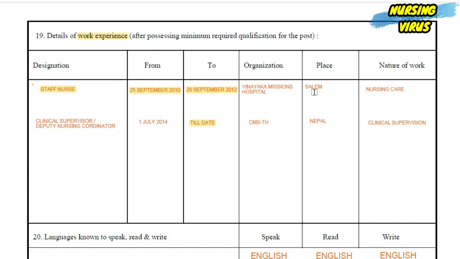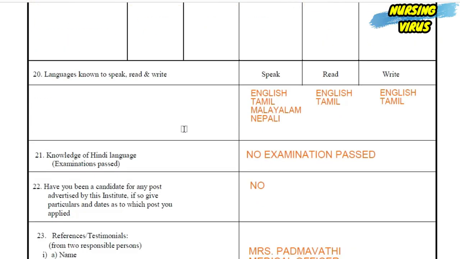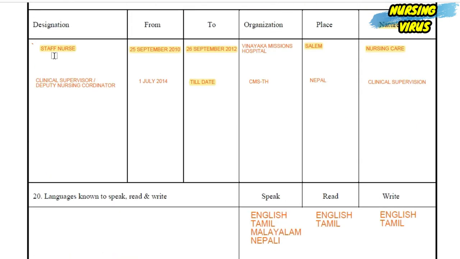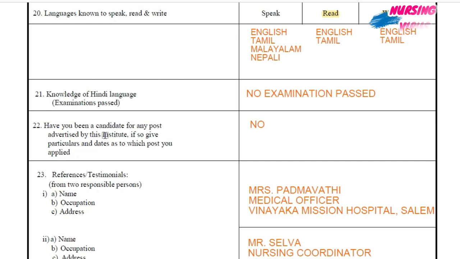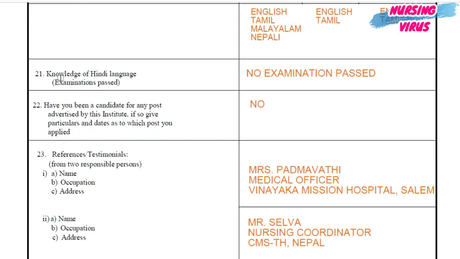And the organization name and the place you need to write, and the nature of the work. So what is your nature of work, providing nursing care or clinical supervision or supervisor, whatever it may be, you need to mention. And if you have worked in more than one institution or 2 institutions, everything you can fill up in this 19th column. The next one, the languages known to speak, read and write. There's a separate area where you can write the spoken languages and what languages you are able to read and write. And the next one, 21, the knowledge of Hindi language.